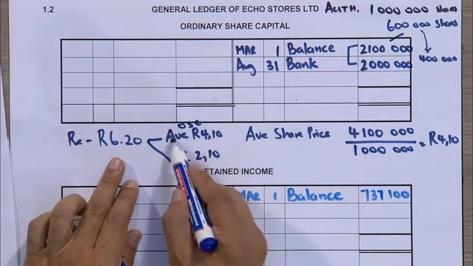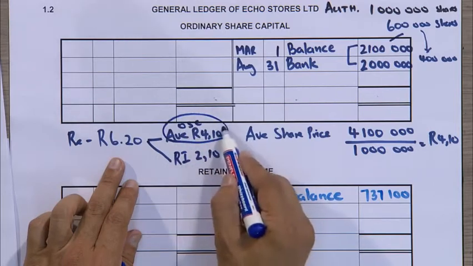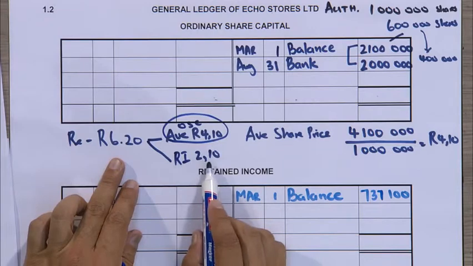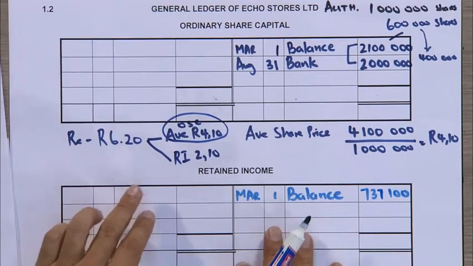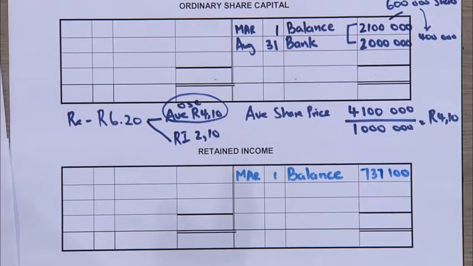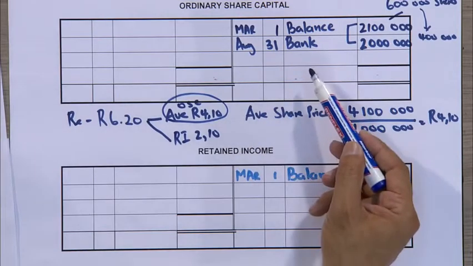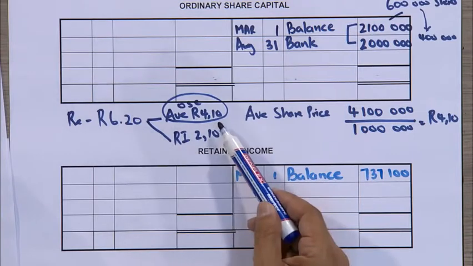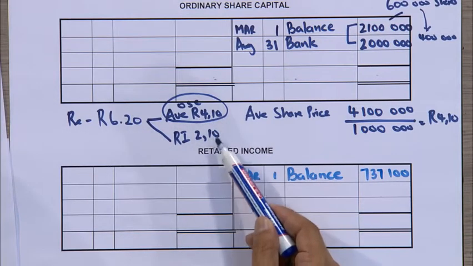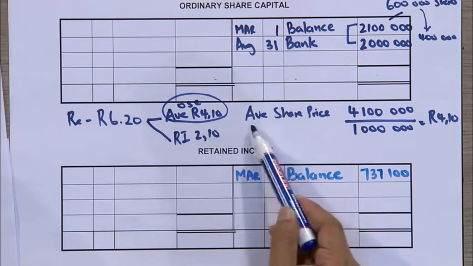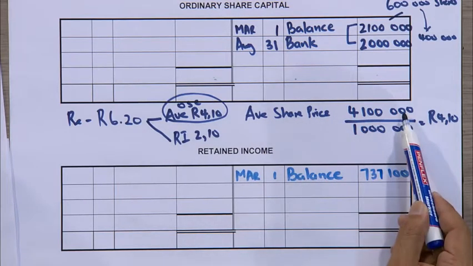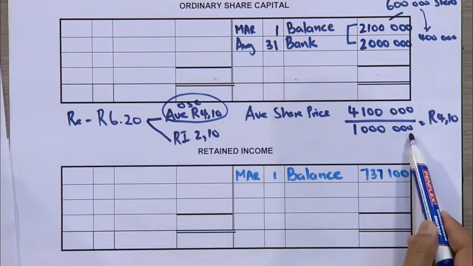income. So that figure will eventually end up in the capital, and the retained income figure will eventually end up in the retained income note over here. Okay, so there you have the capital, and there you have the retained income. So the 6.20 has to be split between the average and the amount more than the average. Just to recap, the average, you take the ordinary share capital divided by the number of shares issued.